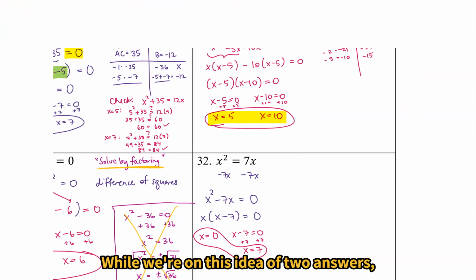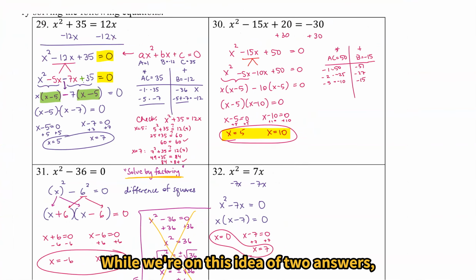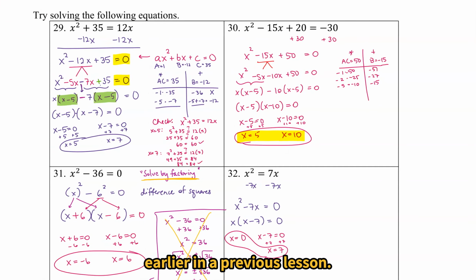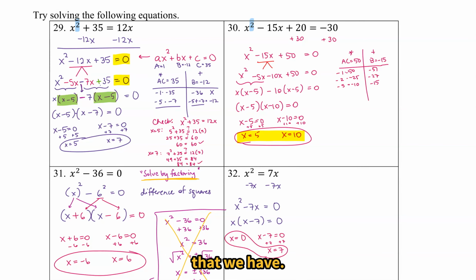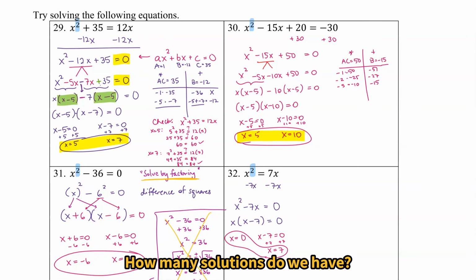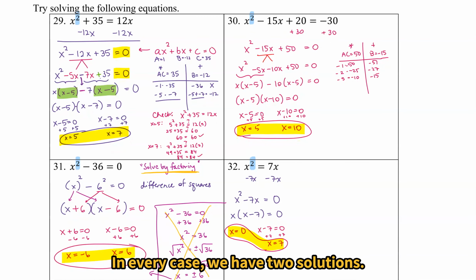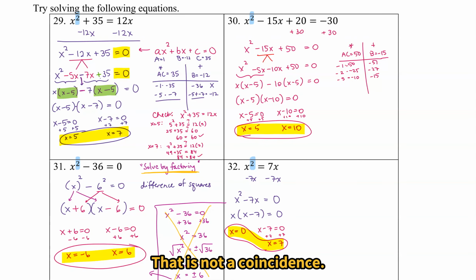While we're on this idea of two answers, referring to something that I said earlier in a previous lesson, look at the degrees on the polynomials that we have. The highest power on x is 2. How many solutions do we have? In every case, we have 2 solutions. That is not a coincidence. 2 solutions, degree is 2.